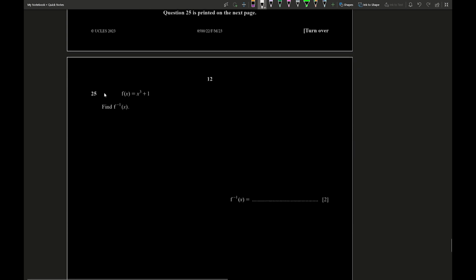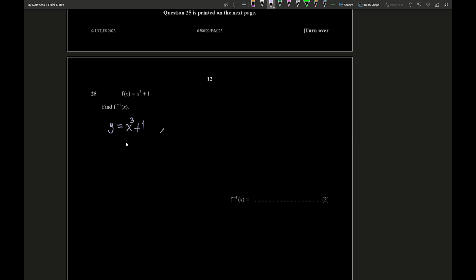On to the final question. Question number 25. We've got a function f of x, which is equal to x raised to the power of 3 plus 1. Find f inverse of x. Okay, now to do this, let's just write f of x, but instead of f of x, we'll just write y. y is equal to x raised to the power of 3 plus 1.